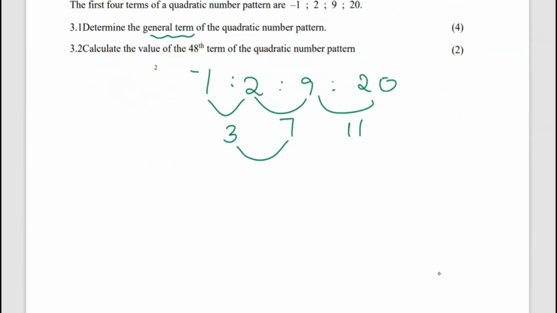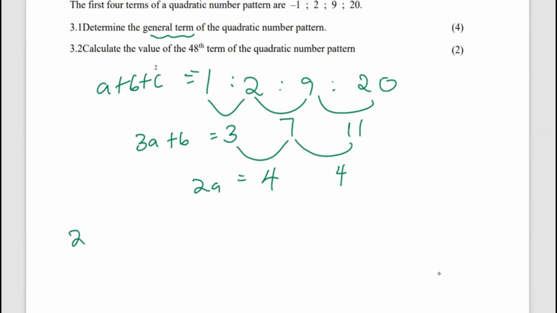So we have 7 minus 3 is 4. 11 minus 7 is 4. So our second difference is 4. So we say this is equated to 2a. This must be equated to 3a plus b. This must be equated to a plus b plus c. So we shall have 2a is equal to 4, divide both sides by 2, which means our a is 2. Then 3a plus b is equal to 3.